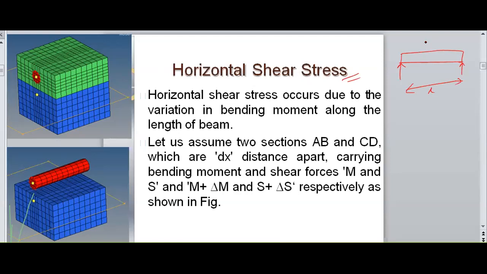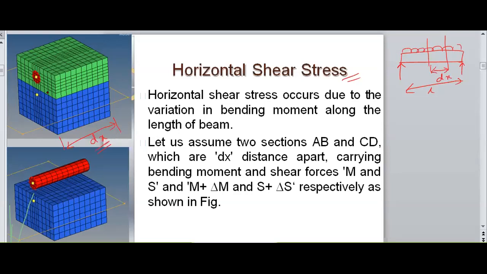And I am considering a small element. And a UDL is applied on the beam. I am considering only a small element whose length is dx. So this is the length dx. I am concentrating only on the small element.